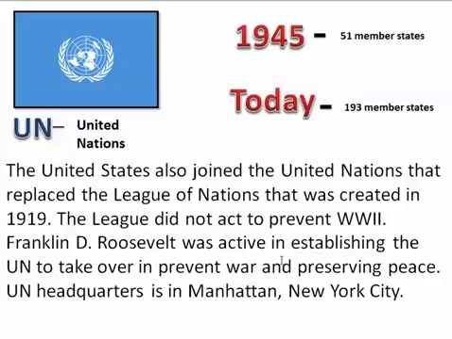So FDR and other nations got together and established the United Nations to take the place of the League of Nations. We actually were very active in establishing this, and the United Nations is located in Manhattan, New York City. The headquarters is there, though there are 2 or 3 other locations around the world. In 1945, 51 member nations joined. We were part of those nations, and today there are 193 member nations of the United Nations.